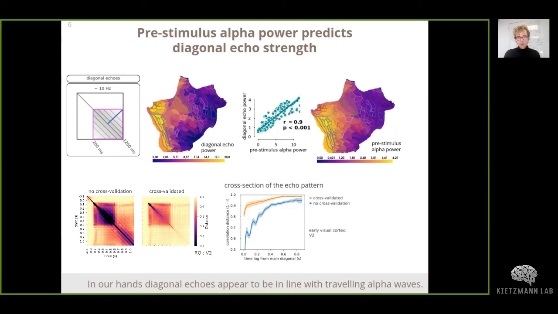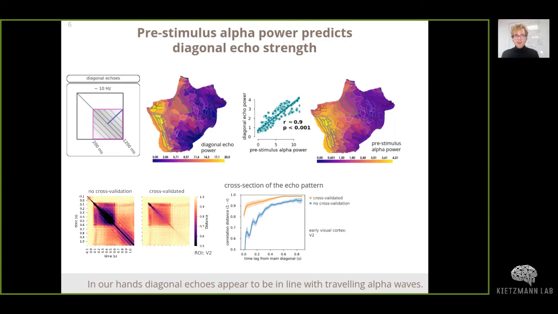If we compute the intensity of the alpha power in the neural population activity prior to the stimulus presentation, we can see that this intensity does strongly predict the diagonal echo intensity following the stimulus presentation. Amongst other observations, in our hands, this leads to the conclusion that the diagonal echoes appear to be in line with traveling alpha waves that are dominant in the occipital cortex and beyond.